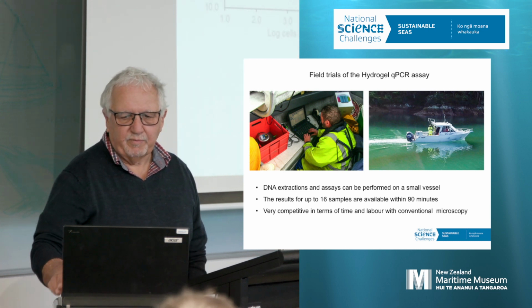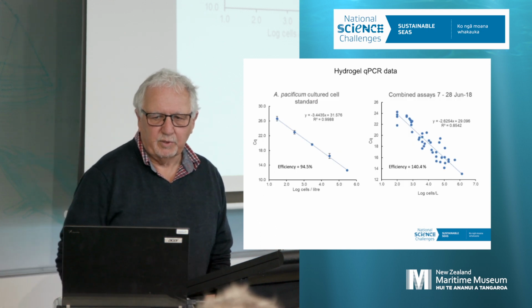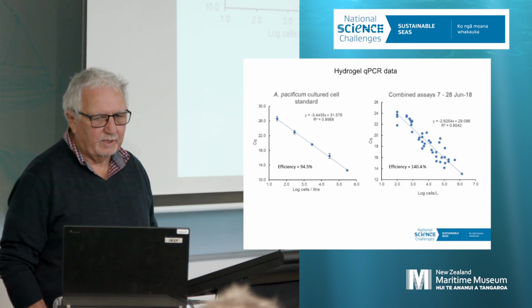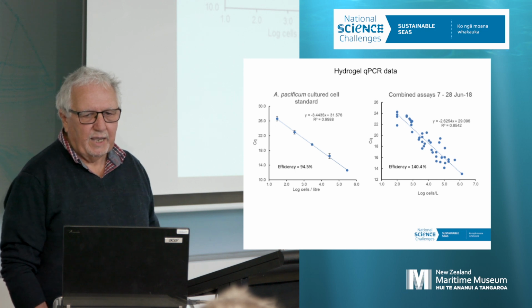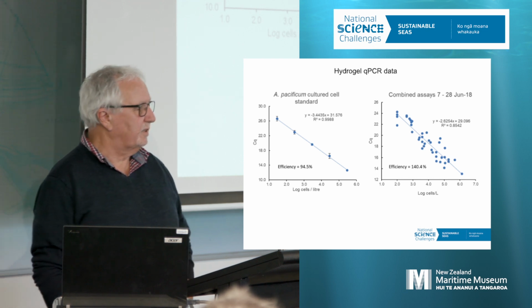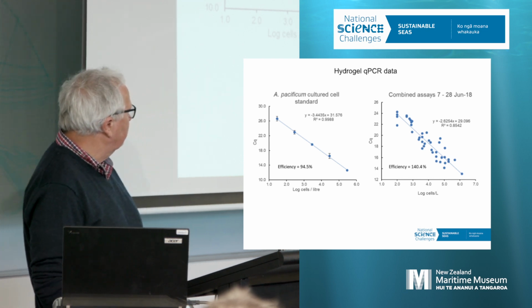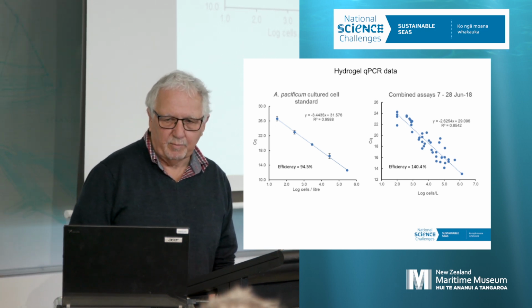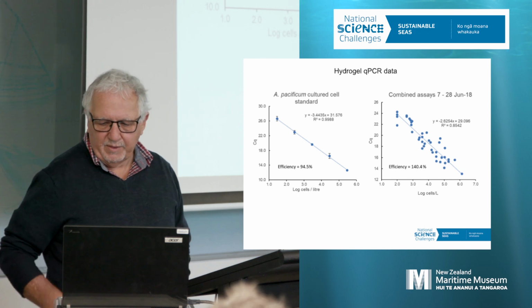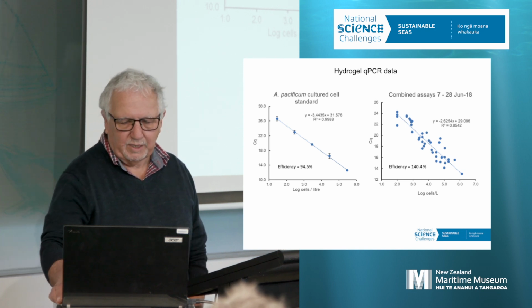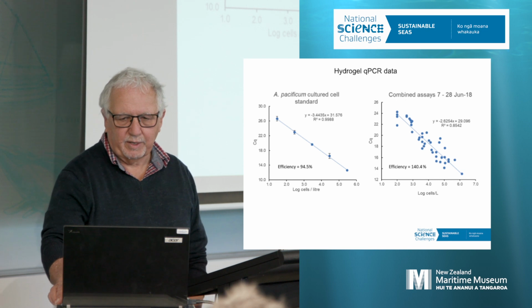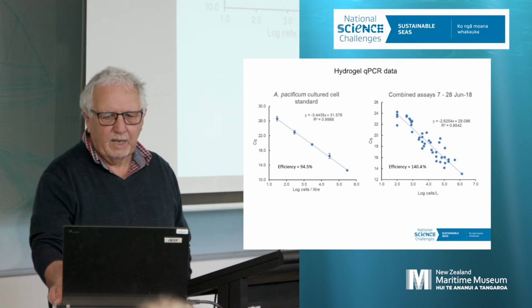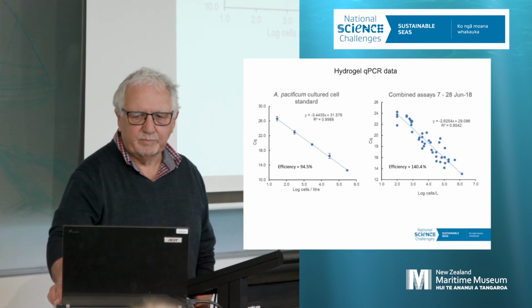However, we've found that there are problems with the consistency of the gel reaction tubes. Although the sensitivity is fantastic, and you can detect cells at levels way lower than you can ever detect by microscopy, the precision of quantification is really not up to being used as a regulatory method at this stage.